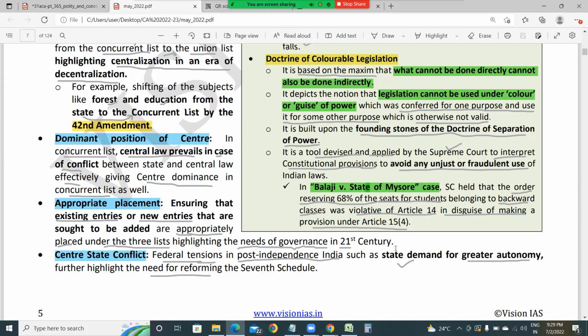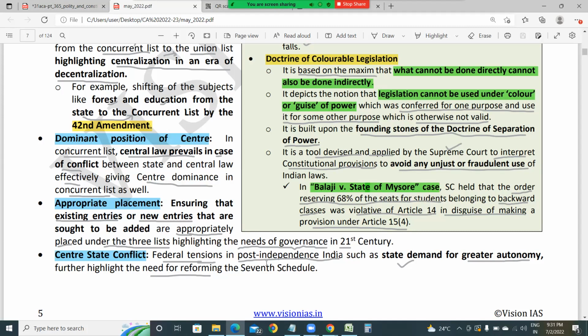And let's see what Article 15 Clause 4 says. It says that nothing in this article or in clause 2 of Article 29 shall prevent the state from making any special provision for the advancement of any socially and educationally backward classes of citizens or for the Scheduled Castes and the Scheduled Tribes. Basically, it empowers states to make special provisions for the advancement of SEBC. By reserving 68% in this case for students belonging to backward classes, it violates Article 14 and misuses Article 15 Clause 4.